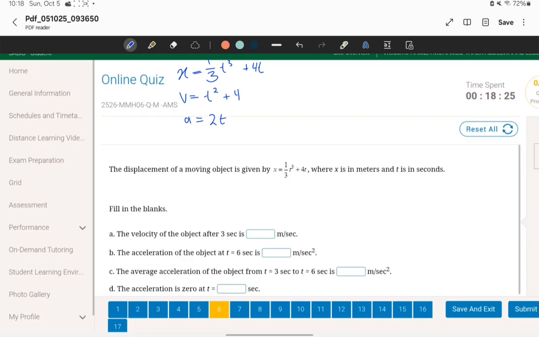The velocity of the object after 3 seconds. Okay, easy. You take 3 seconds, you substitute it in this, you get 3 squared plus 4, so 9 plus 4, which is going to be 13. Now part B, the acceleration of the object at t = 6. So you take the acceleration, you substitute in 6, 2 times 6 is 12. And then part C, the average acceleration of the object from t = 3 to t = 6.